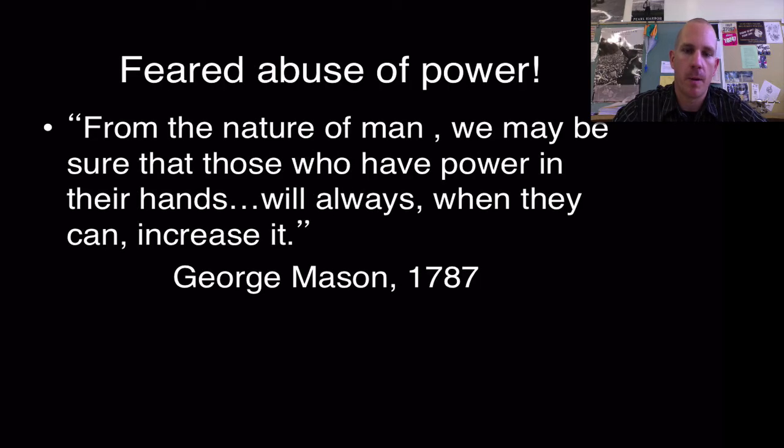And take a look at this quote here by George Mason from 1787. Fearing abuse of power, from the nature of man, we may be sure that those who have power in their hands will always, when they can, increase it. So think about even this could be connected to today as well.